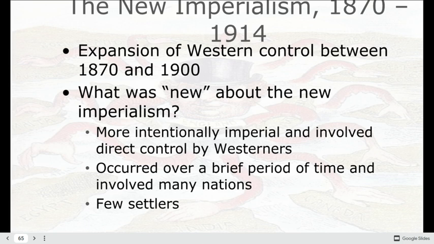So this new imperialism that would exist from 1870 to 1914 was more about direct control by Westerners. So the colonial independence that we were allowed to have going back to the founding of the colonies didn't really exist in these new places. And it would be for a brief period of time. If you think about it, 1870 to 1914, you think, well, that's actually over 40 years. But remember that our colonization started in the early 1600s and lasted until 1776 or so. So this was a much shorter period of time.